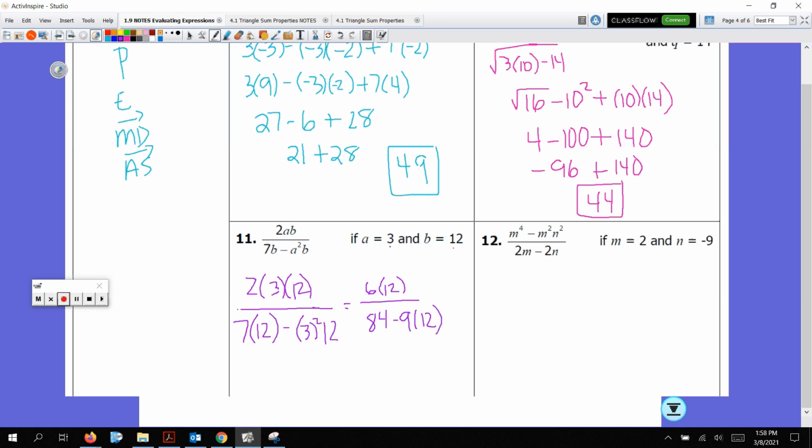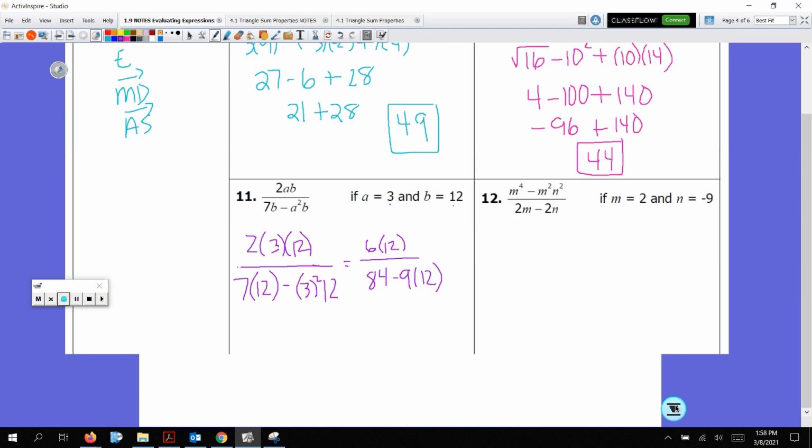All right, we're getting a little closer to being simplified all the way. 6 times 12 is 72. Now the denominator, I have 84 minus 9 times 12. So I have subtraction, I have multiplication. Multiplication must come first. 9 times 12 is 108. And I still have that 84 minus in front of it, like this.